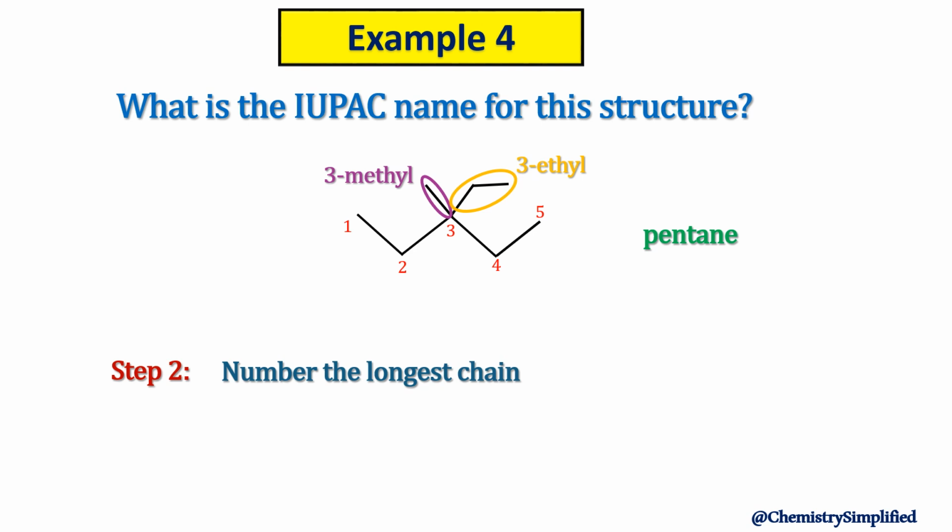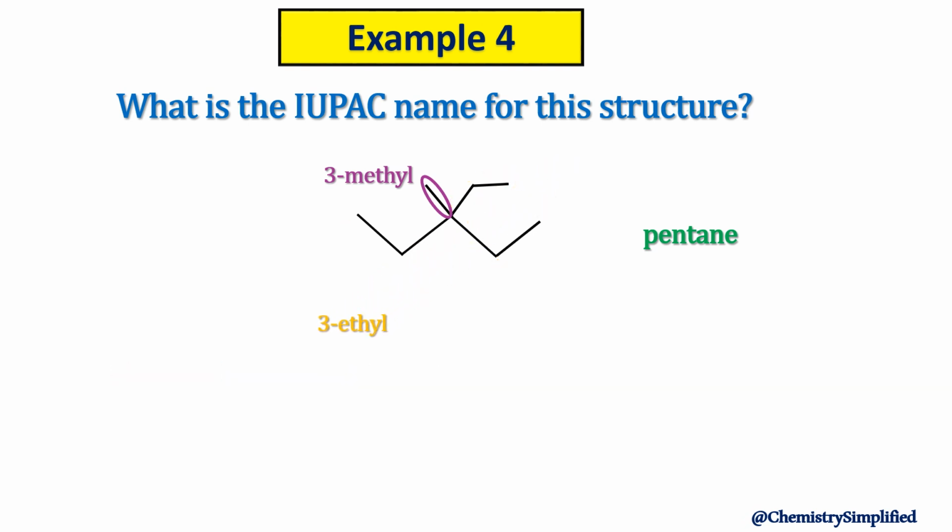Just like we did previously, we have to use the alphabetical order to name it. So ethyl is before methyl in the alphabet. So we're going to start by naming it 3-ethyl-3-methylpentane, because they're both on the same carbon, so we repeat the number of that carbon twice. So the name is 3-ethyl-3-methylpentane. This is all we have for you for today.